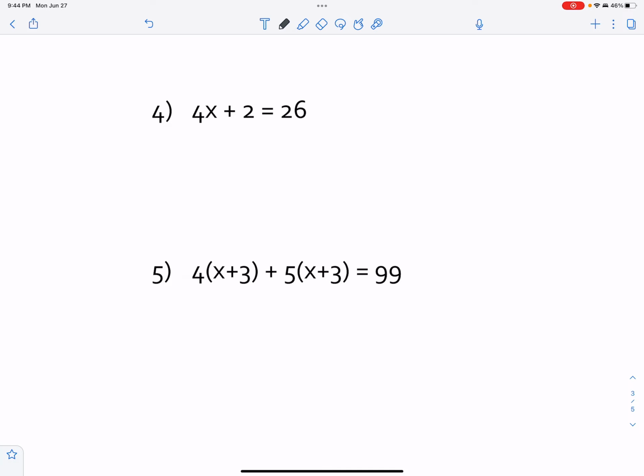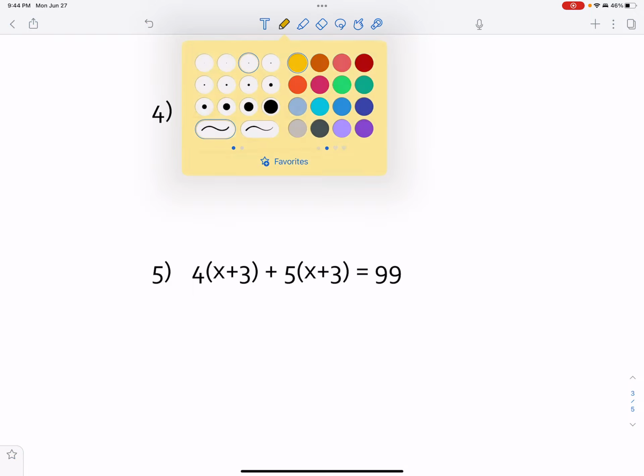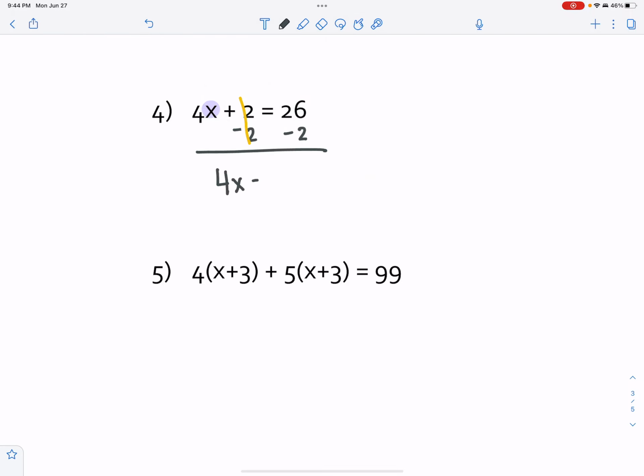So 4x plus 2 equals 26. We're going to go through this one and solve it algebraically. So I'm going through my list of questions. Do I have fractions? No. Do I have parentheses? No. And I'm going all the way down until I get to the one that says, do I have a constant on the same side as the variable? Yes, I have a 2. And so I want to undo the 2. So I'm going to minus 2 from both sides. Those will cancel and leave me with just 4x equals 24.